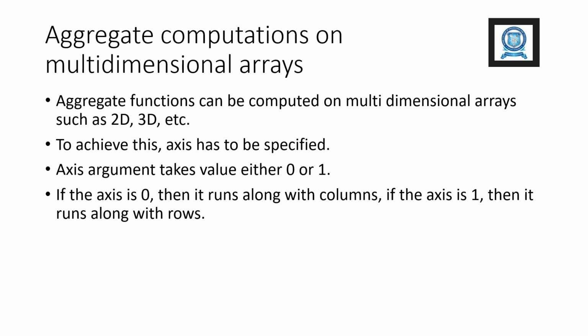Next, aggregate computations on multidimensional arrays. Aggregate functions can be computed on multidimensional arrays such as two-dimensional arrays, three-dimensional arrays, etc. To achieve this, the axis has to be specified. The axis argument takes a value of either 0 or 1. If the axis is 0, then it runs along the columns. If the axis is 1, then it runs along the rows.